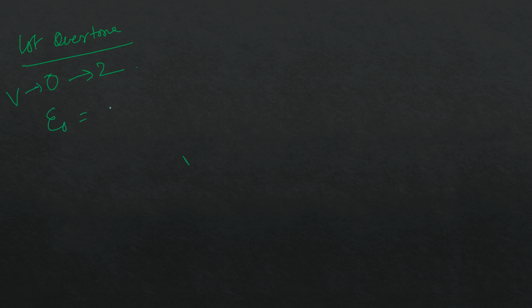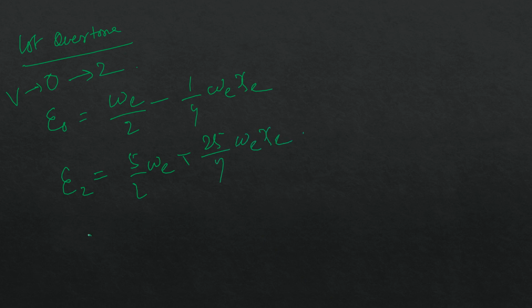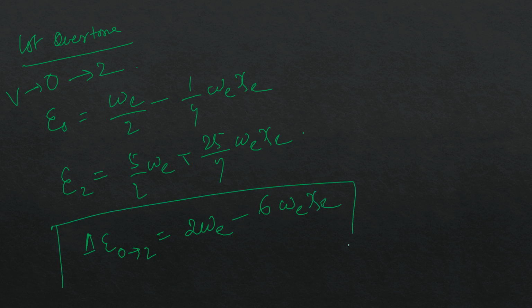So E0 we know is this, 1 by 4 ω_e χ_e. E2 is equal to how much? 5 by 2 ω_e minus 25 by 4 ω_e χ_e if you put the values. So del E 0 to 2 will be 2 ω_e minus 6 ω_e χ_e. Right? This is your first overtone. Okay, so go on like this.